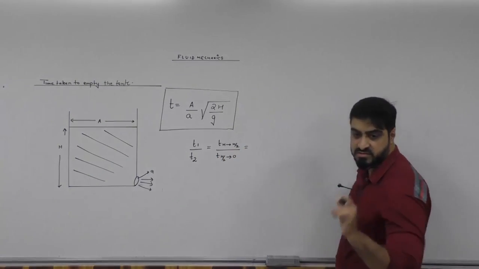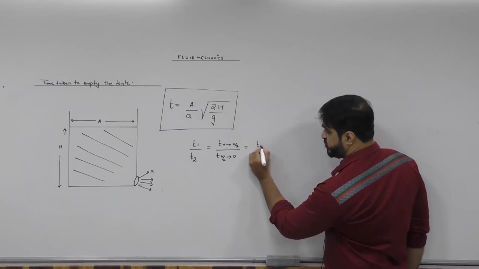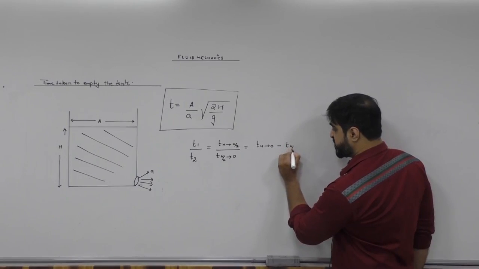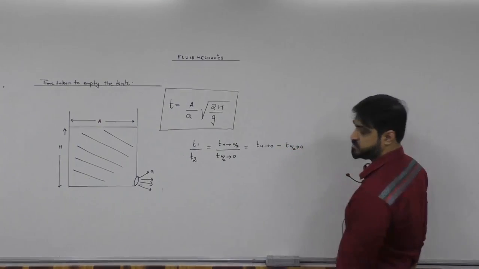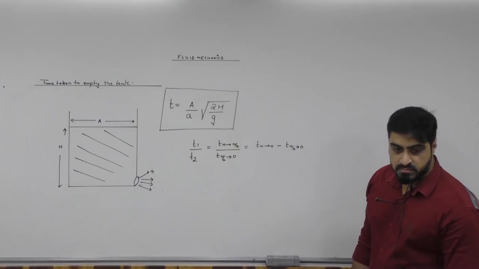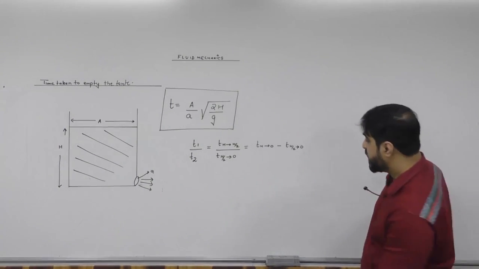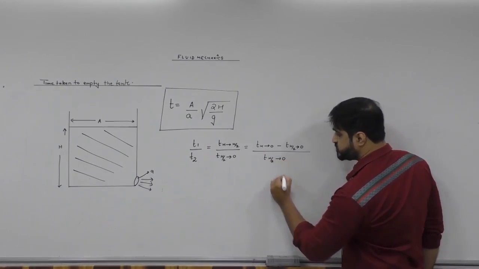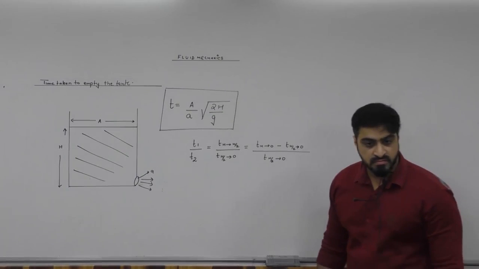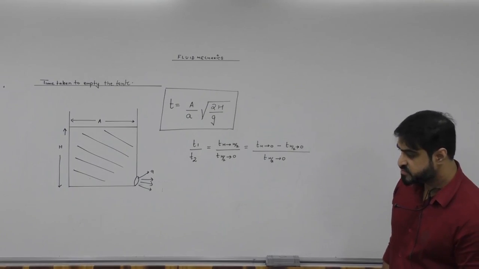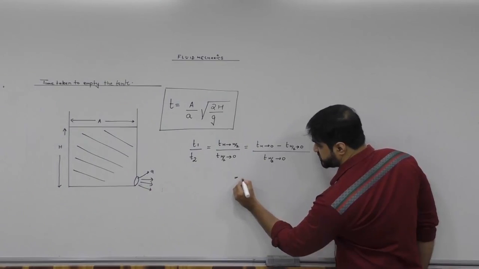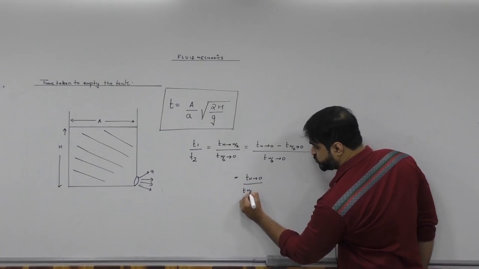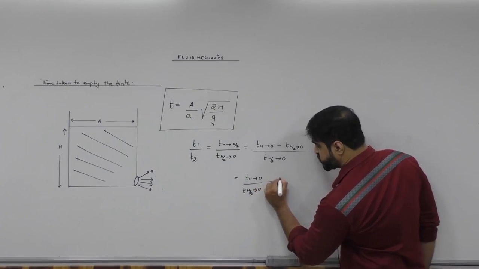Can I write this as time from h to 0 minus time from h by 2 to 0? Look, tell me, correct? Can I write this as time from h to 0, over time from h by 2 to 0, minus 1?